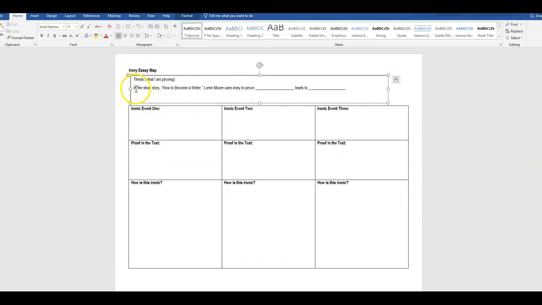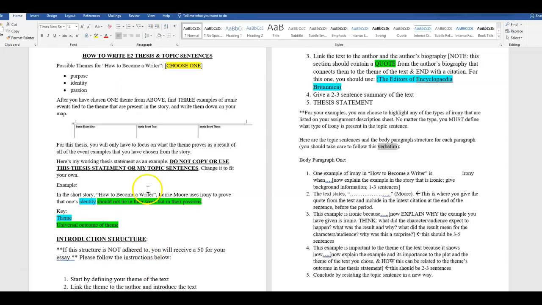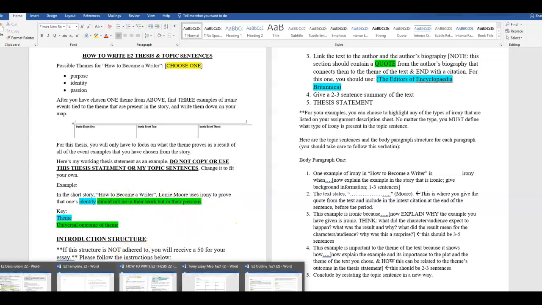Again, you're going to start your thesis: in the short story, comma, "How to Become a Writer," Lorrie Moore uses irony to prove identity leads to something. Purpose leads to what? Passion causes what? You read the story, you figure out what the best theme is for you to use and your universal outcome. You're going to have to prove this universal outcome in every single one of your paragraphs. That's what this number 4 is. So you make sure that you can find your universal outcome in the text as well.